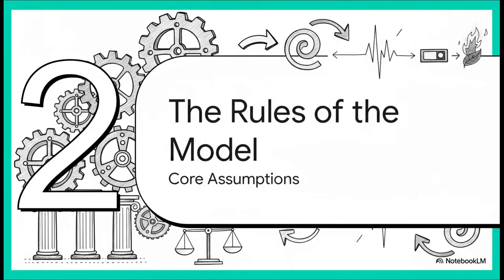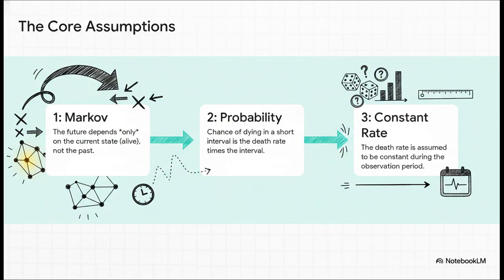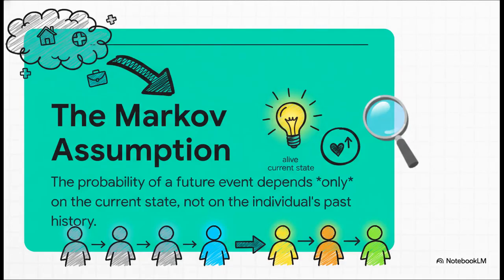Okay, so like any powerful tool, this model has a few important rules or assumptions that we need to get our heads around to see how it works. The whole thing really rests on three core assumptions. Now, the second and third ones are important for the math, for sure, but it's that first one, the Markov assumption, that has the most powerful and kind of counterintuitive idea. And this is the big one.